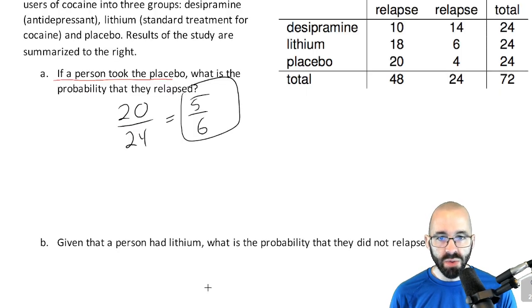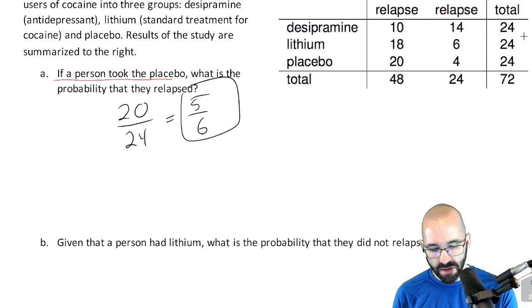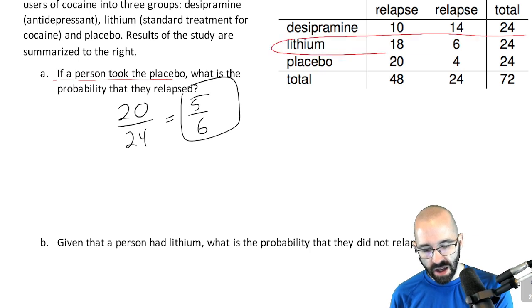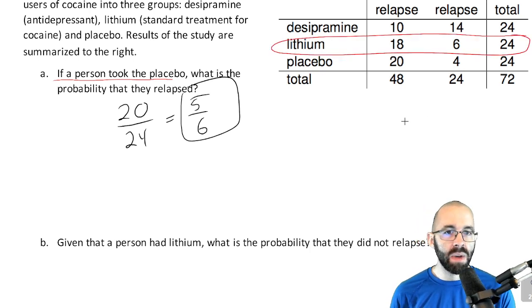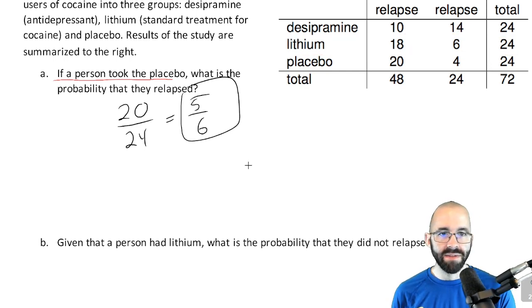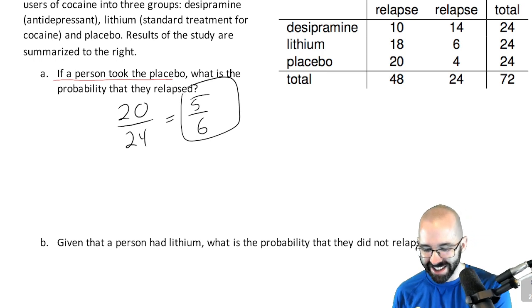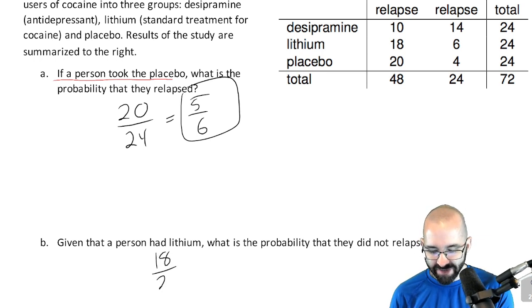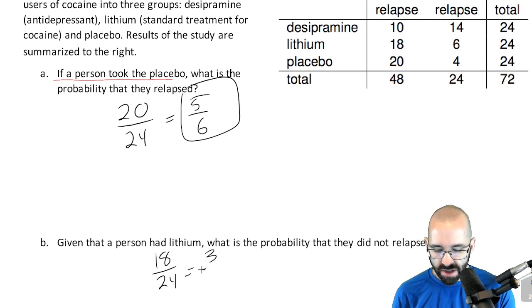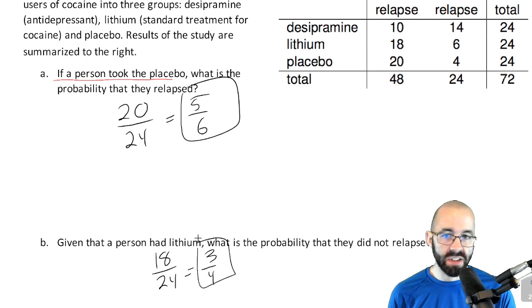Similarly, try this next one. Pause the video, see if you can answer B. Given that a person had lithium, what's the probability they did not relapse? Again, we're looking only at the lithium people. What's the probability of a lithium person relapsing? 18 out of 24. Also not great. Which again reduces to 3/4 or 75%.